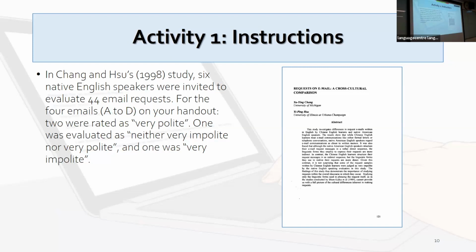Could you please take out the other set of handout? So let me give you some background information about the activity first. There was a study. Two Taiwanese scholars investigated email politeness, and the scholars invited 6 native English speakers to evaluate 44 email requests written by non-native speakers of English. On your handout, there are 4 email requests: email A, B, C, and D. Two of the emails were seen as very polite, one was evaluated as neither very impolite nor very polite, and the remaining one was very impolite.